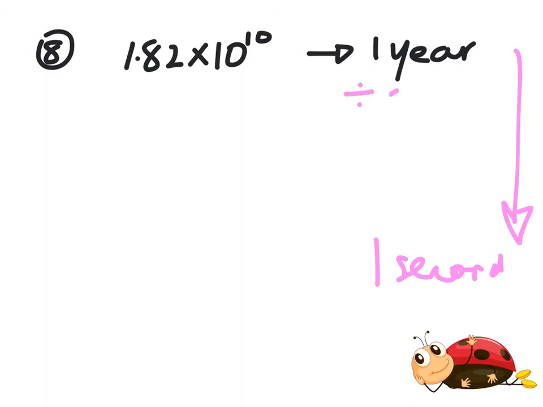If you divide by 365, that will get you per day, because there's 365 days in a year. Then divide by 24, that will get it per hour. And I'm just going to say and so on until you get it per second.